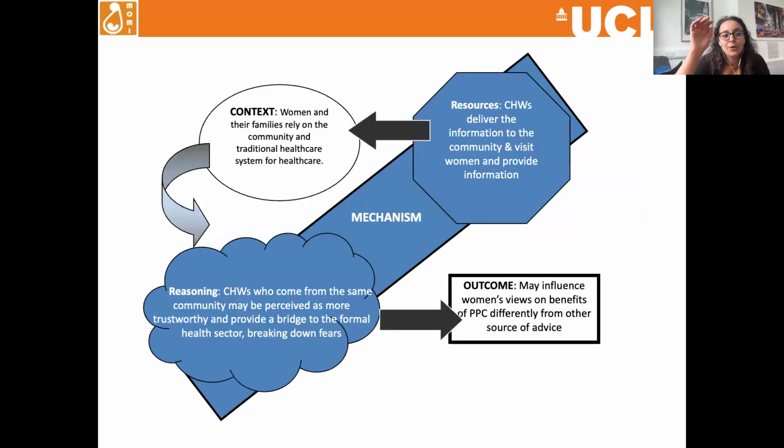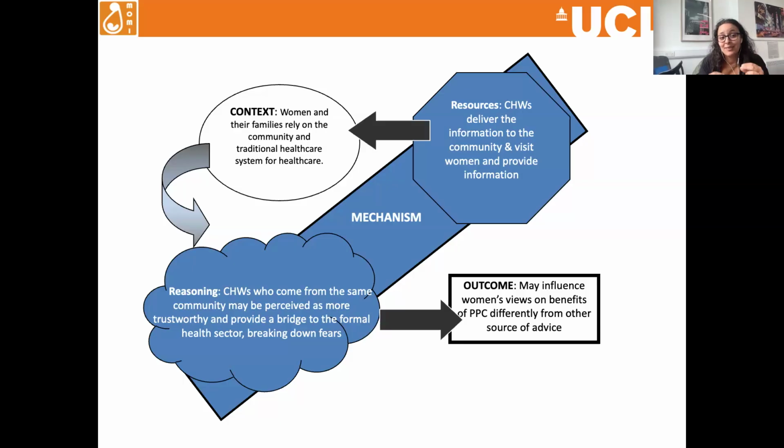I just wanted to draw your attention to CMOs before I show you what that looked like on our project. This is Sonia Dalkin's representation of a CMO. In her representation, she breaks down mechanism into resources and reasoning. So you put a resource into a specific context, and that would trigger a reasoning in your target participant population, and that would lead to an outcome. And that resource can be the intervention itself or a ripple effect of your intervention, for example.